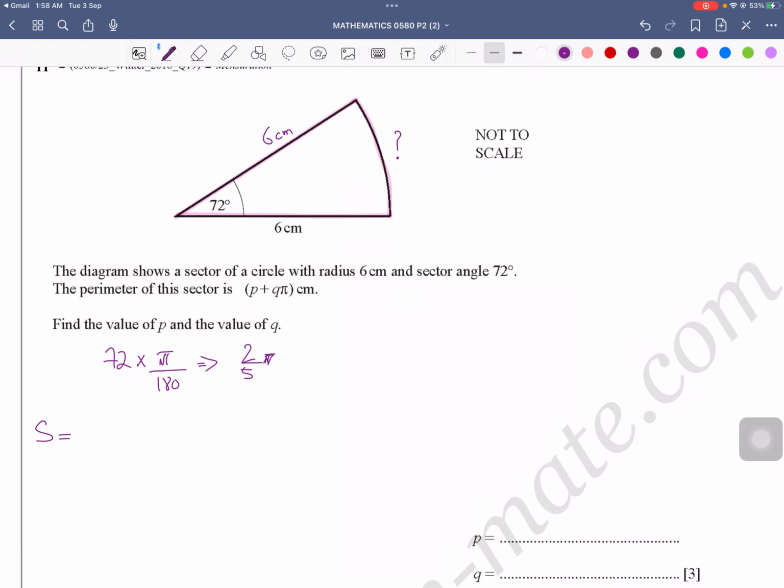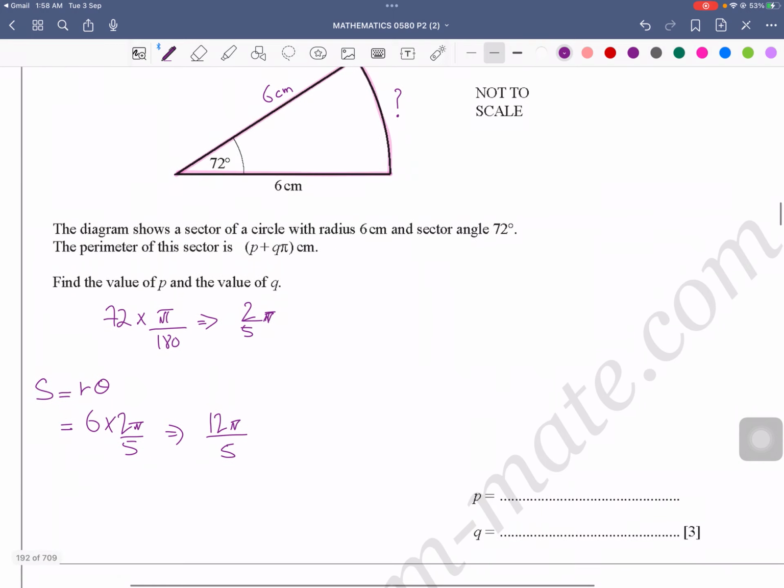So the formula for finding the arc length s is r theta. So r is 6, theta is 2 pi over 5, and that gets us our answer, 12 over 5 pi. This is the arc length, right?